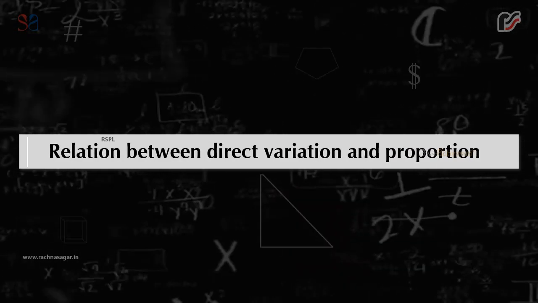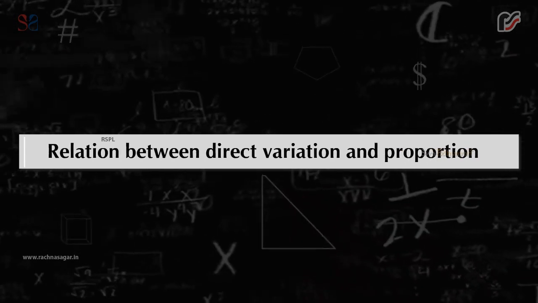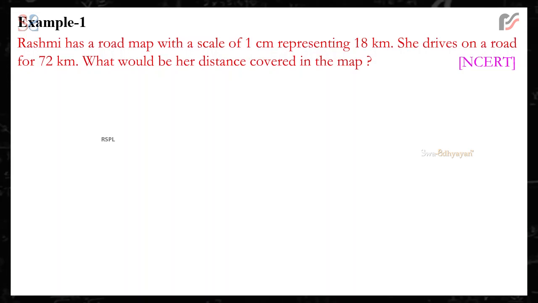Relation between direct variation and proportion. Example 1. Rashmi has a road map with a scale of 1 centimeter representing 18 kilometers. She drives on a road for 72 kilometers. What would be her distance covered in the map?